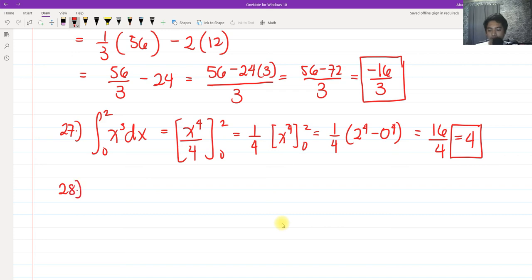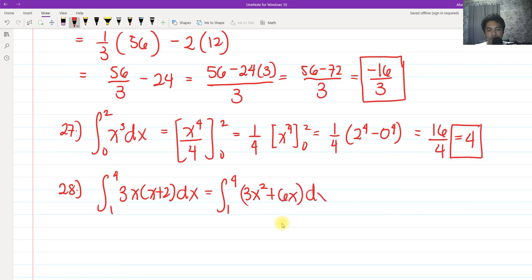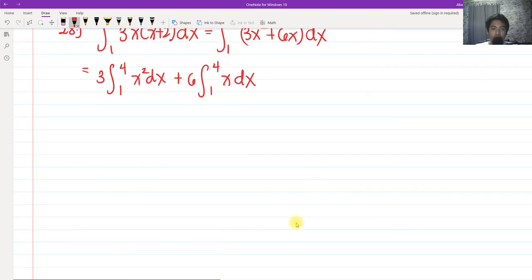For 28, we have the integral of 3x times x plus 2 dx evaluated from 1 to 4. So first things first, we can distribute. We have 3x squared plus 6x, then we have dx here. And then by properties of integral, we can rewrite it as 3 integral of x squared dx plus 6 integral of x dx, both evaluated from 1 to 4. So take note that I already factored out the constants.